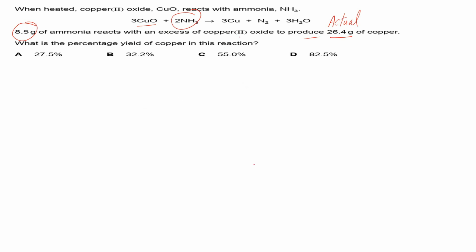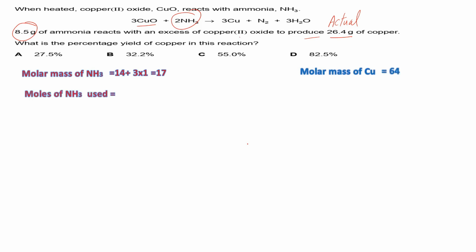As the first step in this problem, we need the periodic table to calculate the molar mass of ammonia and the relative atomic mass of copper. For the molar mass of ammonia, N with mass 14 plus 3 times 1 for the masses of 3 hydrogen atoms, so the total equals 17. The molar mass of copper equals 64 according to the table.